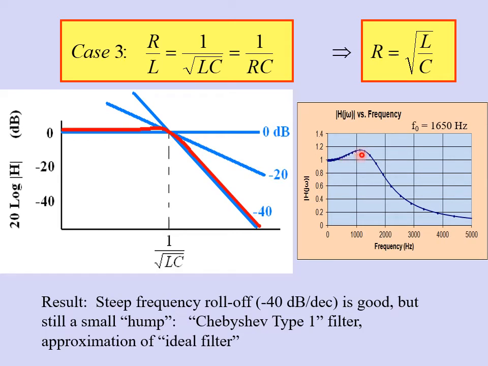So there's just a slight amplification, and the good news is this thing falls off nice and steep after the corner, and it's dropping here at negative 40 decibels per decade. And so this is an example of a good design for an LRC low-pass filter. And by the way, this design here is called a Chebyshev Type 1 filter.